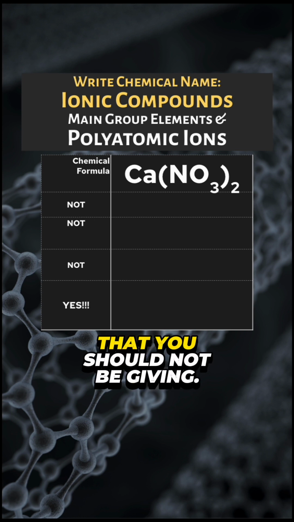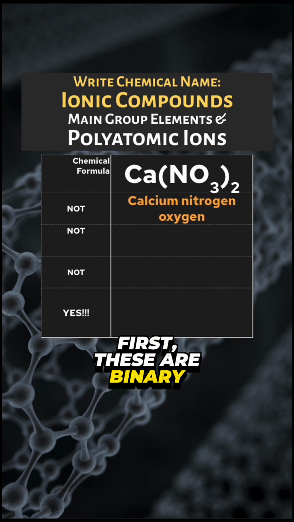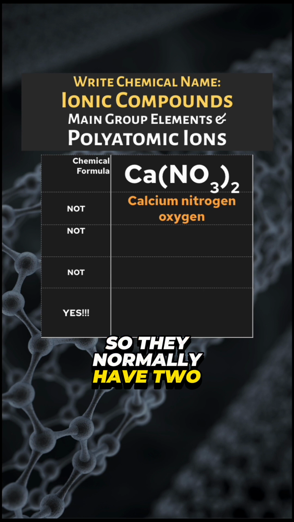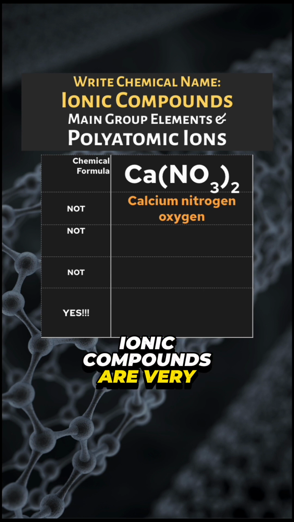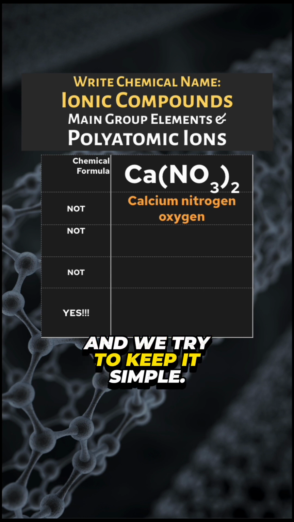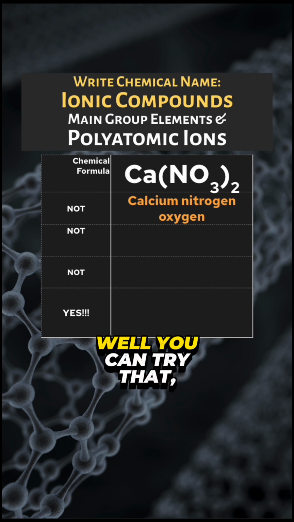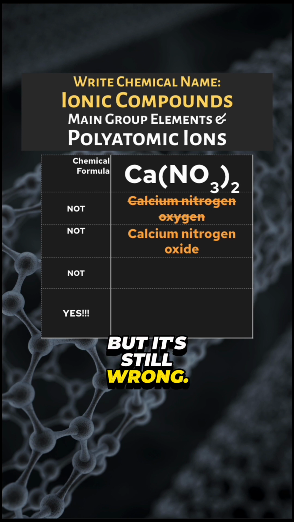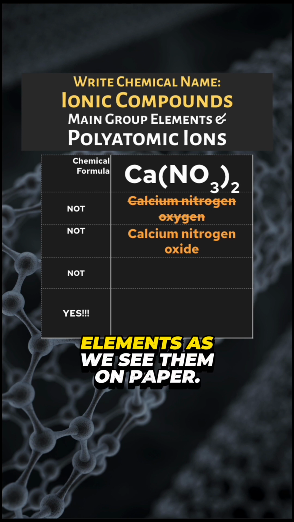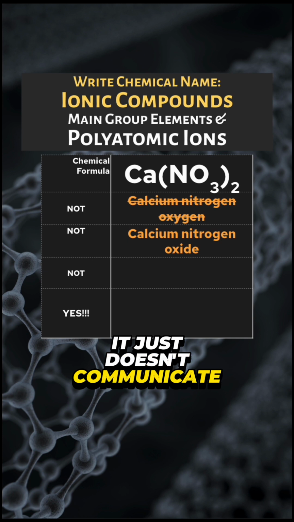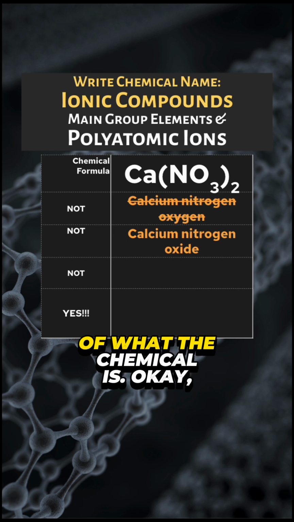Let's go over answers that you should not be giving. First, these are not binary compounds, so they normally have two parts to their names. Ionic compounds are very simple to name, and we try to keep it simple. So do not just name the elements as you see them on the page. It is not calcium, nitrogen, oxygen. But wait, aren't you supposed to change the last name to -ide? Well, you can try that, but it's still wrong. We just don't name the elements as we see them on paper. It just doesn't communicate any sense or understanding of what the chemical is.